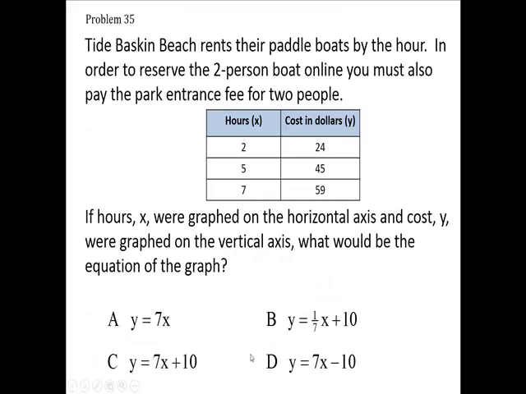Which one of these four does that? Well, this has a slope of 7, this has a slope of 7, this has a slope of 7. This has a slope of 1/7, so we eliminate that one. And then I want to start off at 0, 10. Which one of these has 0, 10? You would pick C.